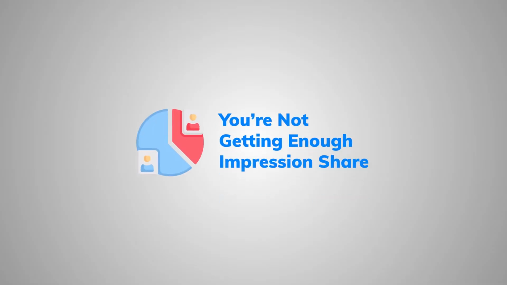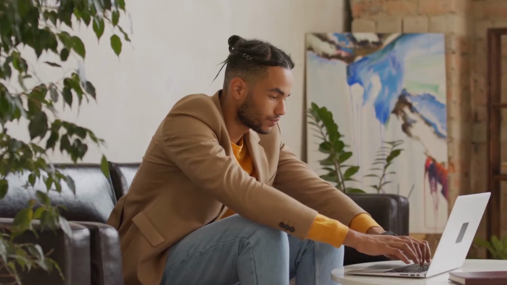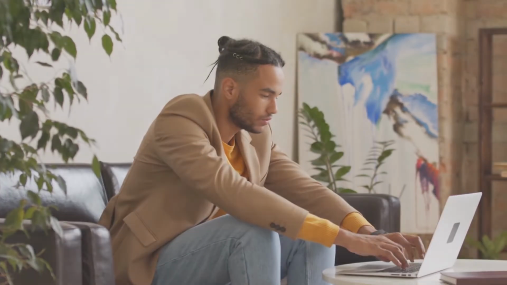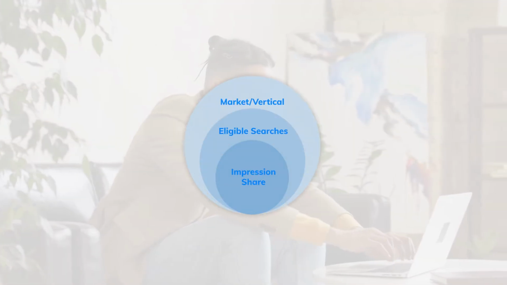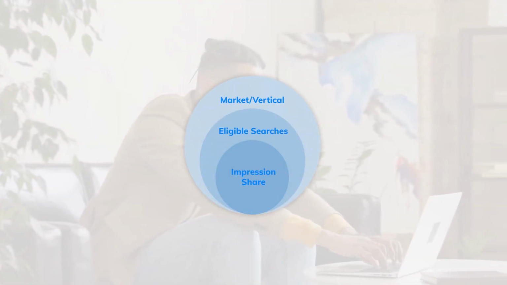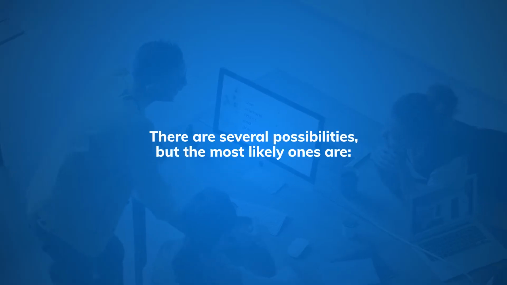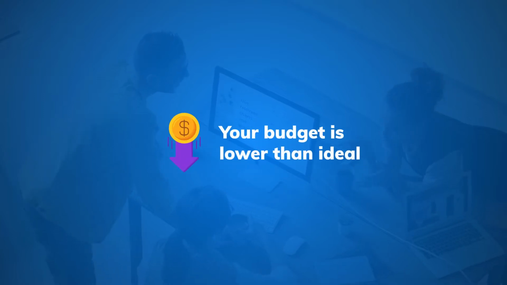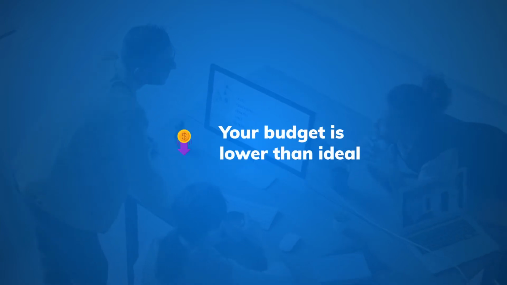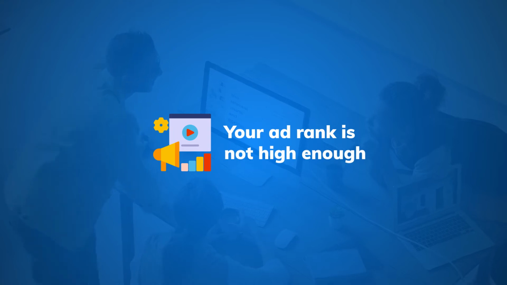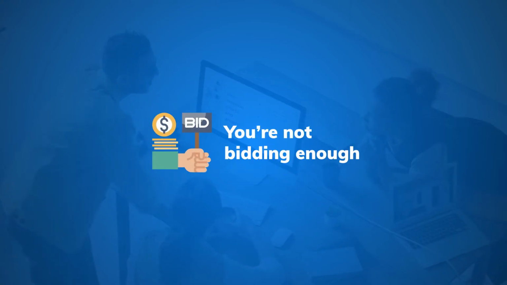1. You're not getting enough impression share. One of the most common PPC problems is an ad or ad group that's not being seen, measured by a metric called impression share. Impression share is the percentage of total impressions your ads receive compared to the total number of impressions it is eligible to receive. Well, why do ads lose impression share? There are several possibilities, but the most likely ones are the following. 1, your budget is lower than ideal, 2, your ad rank is not high enough, or 3, you're not bidding enough.